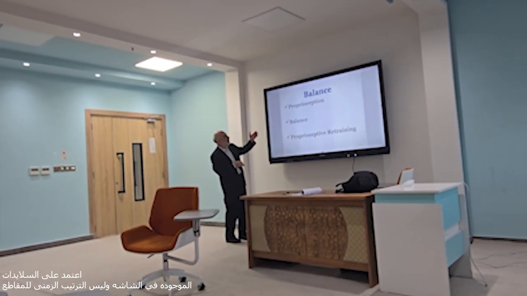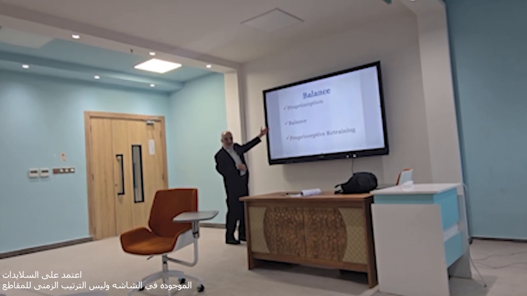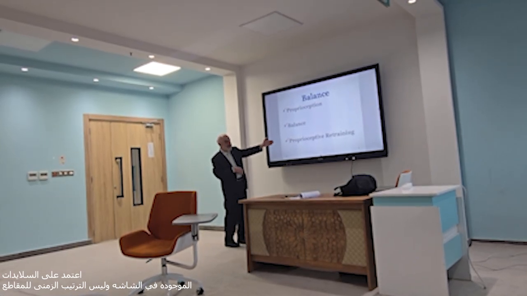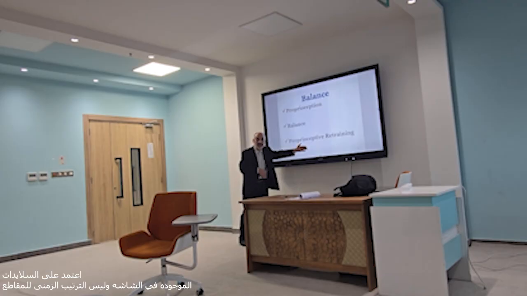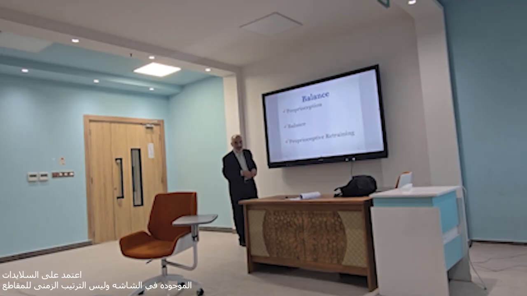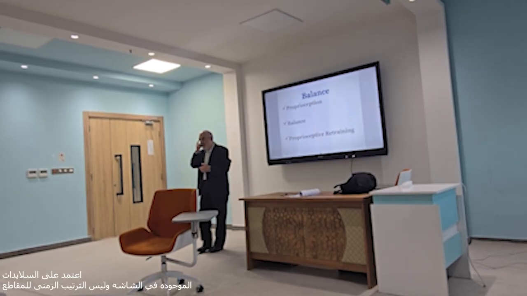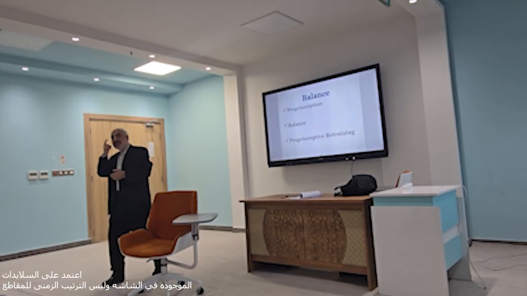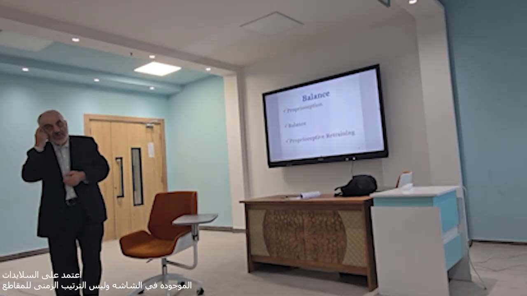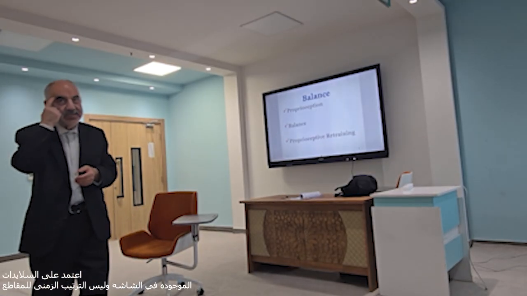So balance is important due to proprioception, proprioceptive retraining. Retraining is very important. So in balance, you need proprioception and retraining the proprioception. If you want to have a good balance, in cerebral dysfunction, you have no good balance. In brain stroke or in brain damage, you have no good balance.